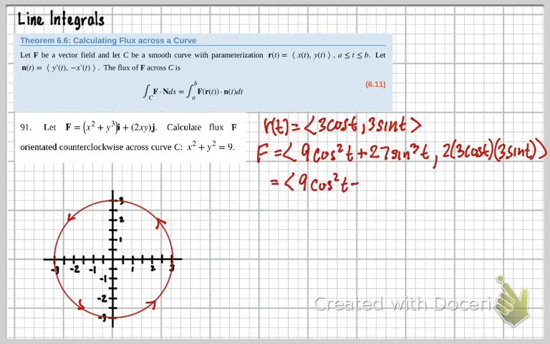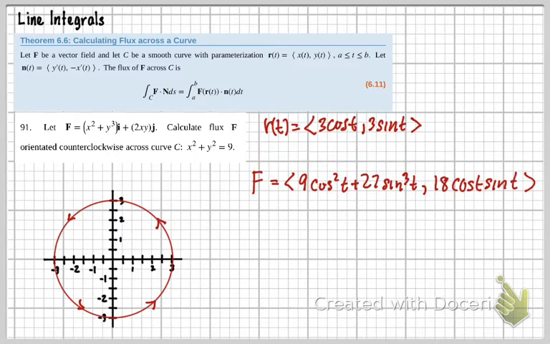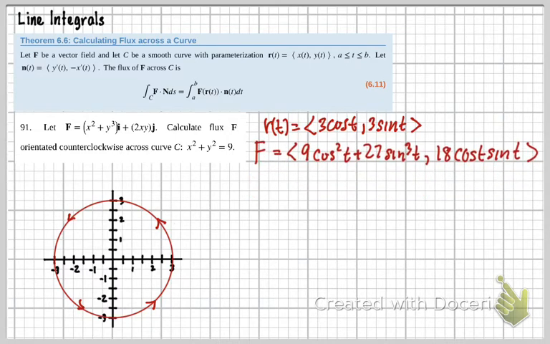Cosine squared t plus 27 sine cubed t, comma. And this is going to end up being 18 cosine t sine t. So there it is. So that's my f here. So we're going to get rid of this one above it just for the sake of room here. Got to make sure we try to keep a clean slate as much as we can. Going to move that up here.